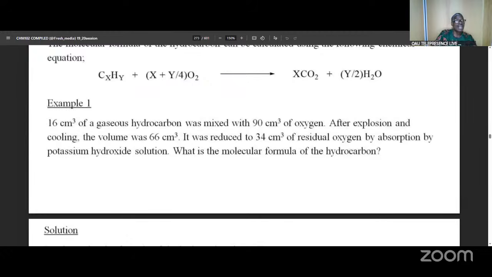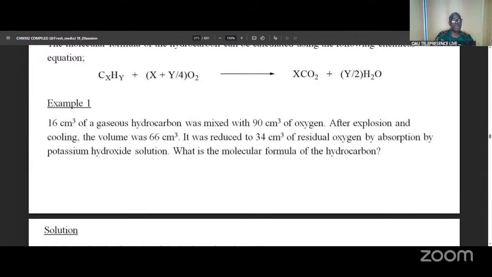So let's assume, or let's make our organic compound to be CxHy, thinking it is purely hydrocarbon. So we represent it as CxHy. This equation is fundamental, it's very important.